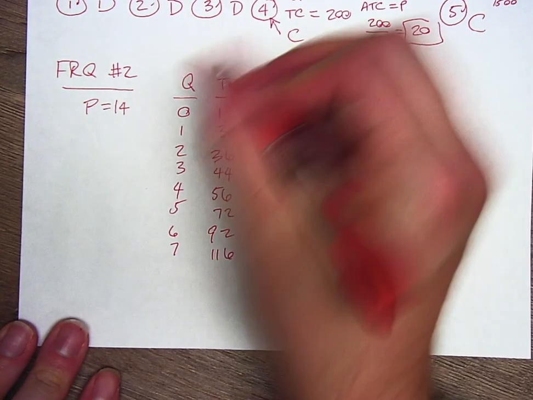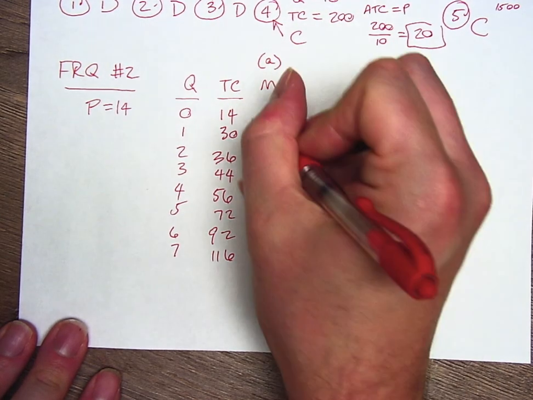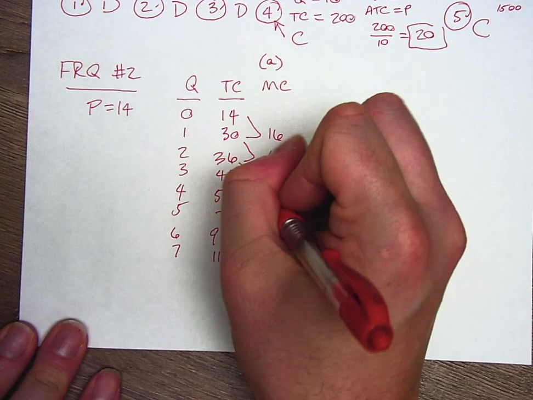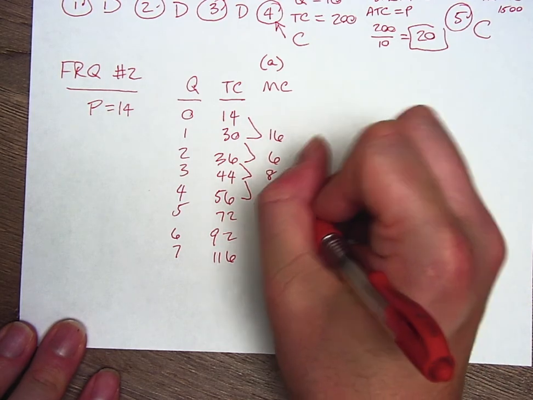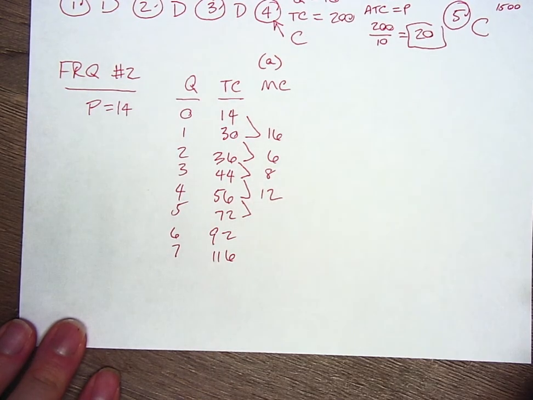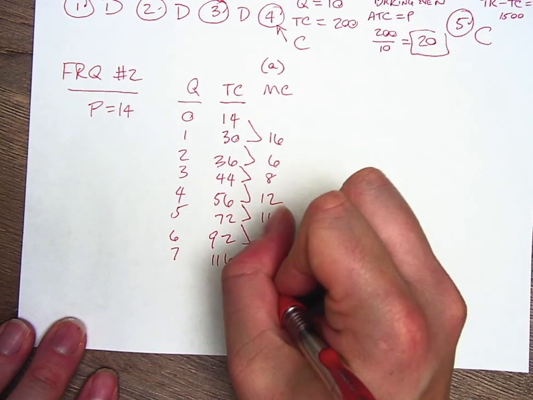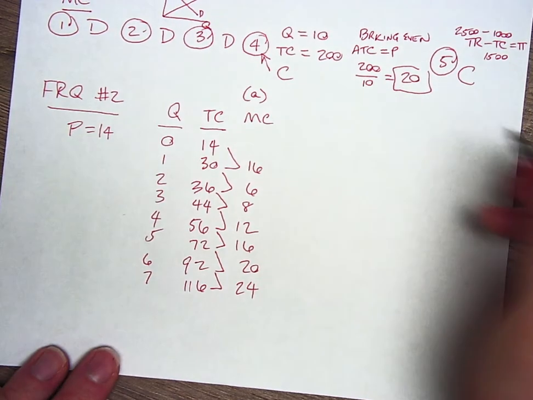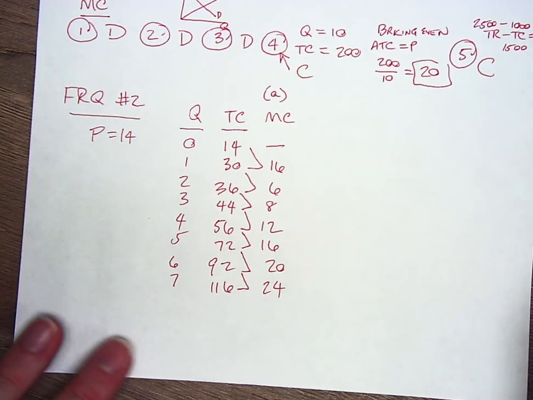And so it says A, figure out marginal cost. So marginal cost of the first unit is 16. The second unit, 6. The third unit, 8. The fourth unit, brain fart, 12. The fifth unit, 16. The sixth unit, 20. And the seventh unit is 24. Okay? And so then we'd say that the 0th unit doesn't have a marginal cost associated.